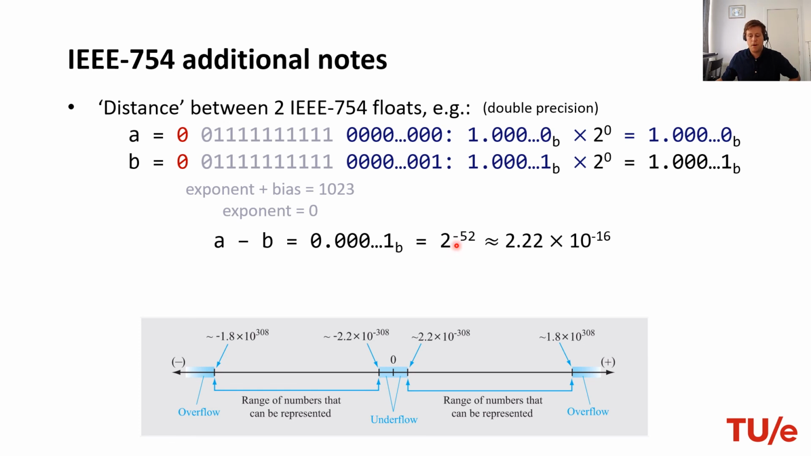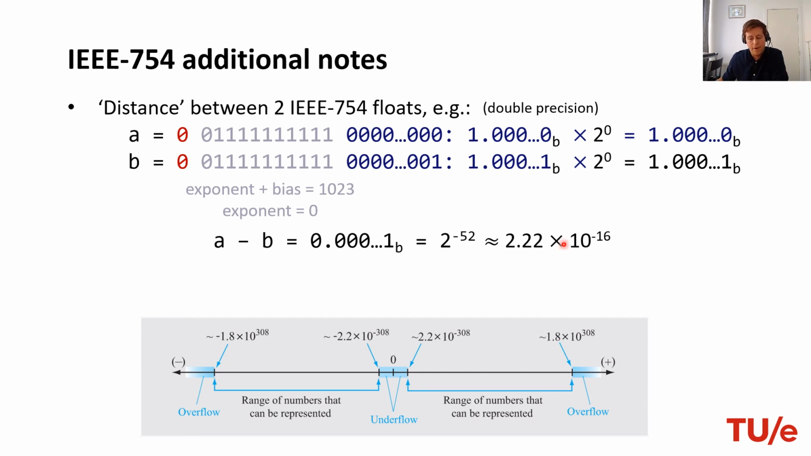So this is 2 to the power minus 52, or roughly 2 times 10 to the power minus 16. That is the difference between the number 1 in floating point representation and the floating point number right next to it. In between A and B, there are no possible floating point numbers in IEEE representation in a computer. So everything in between A and B will get rounded either to A or to B. That is again an example of a rounding error.